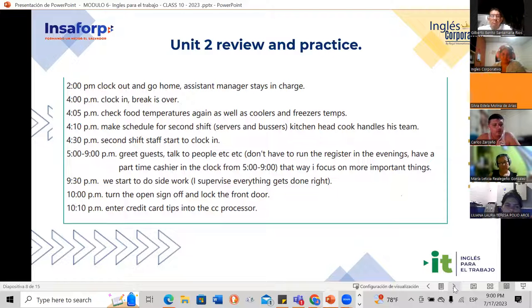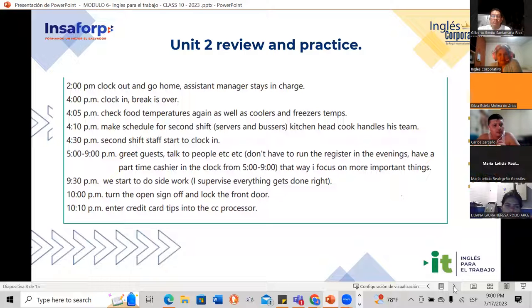4 to 5 p.m. check food temperature again, as well as coolers and freezer temps. 4:10 p.m. make a schedule for second shift, servers and bussers. Kitchen help could handle his team. 4:30 p.m. second shift staff start to clock in.